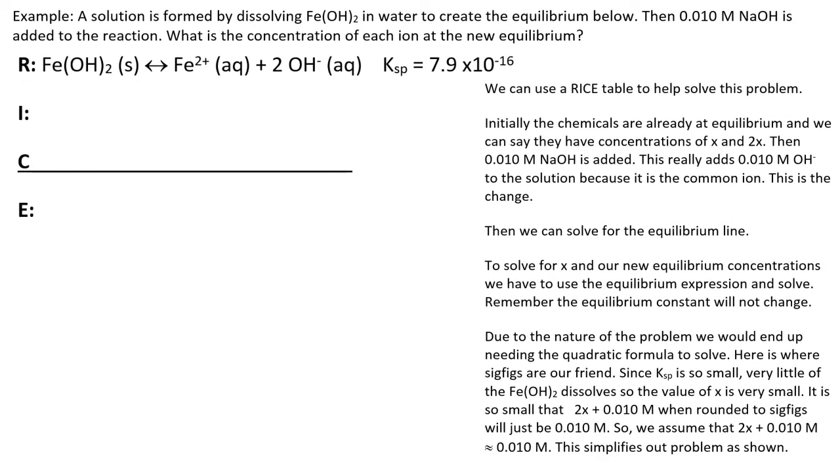All right, we're going to take a look at an example here. So a solution is formed by dissolving iron hydroxide, Fe(OH)2, in water to create the equilibrium below. And we can see that reaction given there. When 0.010 molar sodium hydroxide is added to the reaction, we establish an equilibrium, then we add another chemical to that, and we disrupt that equilibrium. So we want to know the concentration of each ion at the new equilibrium. So each ion meaning the iron and hydroxide.